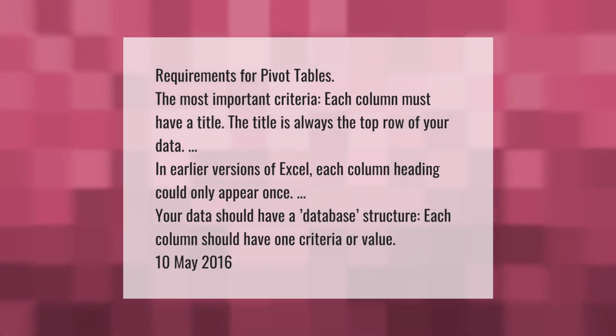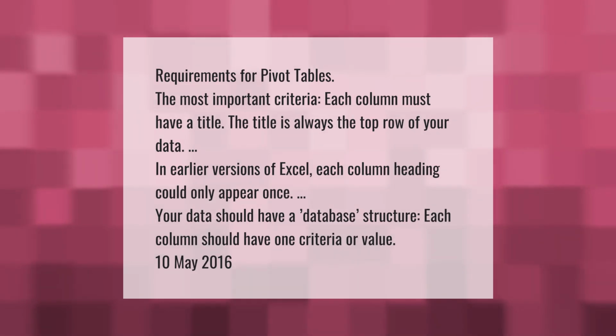Requirements for pivot tables. The most important criteria. Each column must have a title. The title is always the top row of your data. In earlier versions of Excel, each column heading could only appear once. Your data should have a database structure. Each column should have one criteria or value.